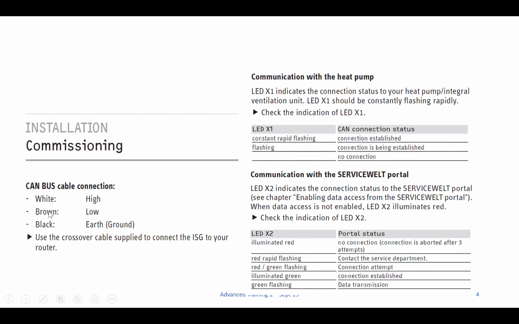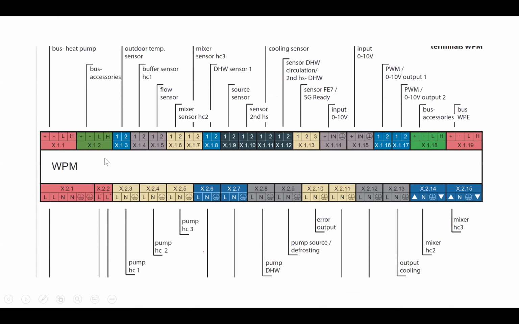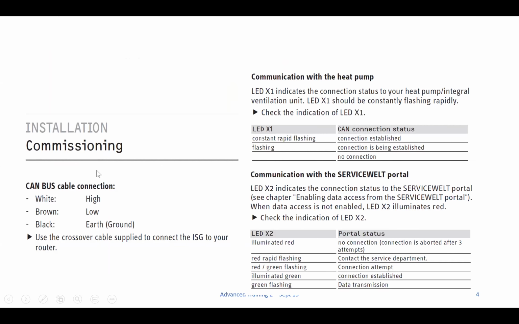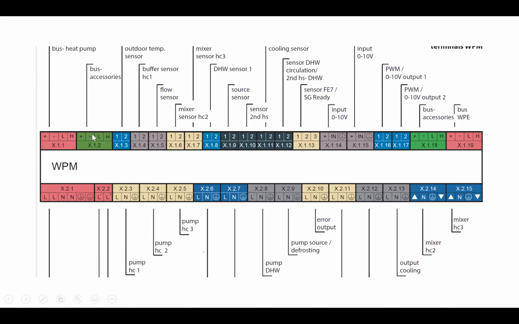The cable will have three colored wires come off the end: white, brown and black, which are high, low, and earth. Now, to save confusion, H is high, L is low, and your minus is in fact your earth. We've possibly made that a little bit confusing. Earth, ground, and minus are in fact the same thing.